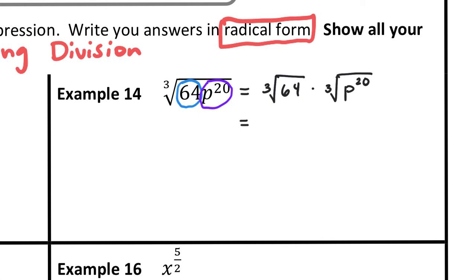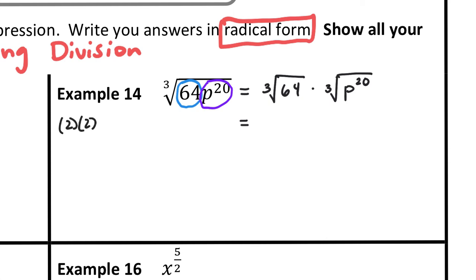What's the cube root of 64? Well, what number multiplied by itself 3 times is 64? So we can try 2 times 2 times 2, 3 times 3 times 3, 4 times 4 times 4. Some of these things we would need to know, right?